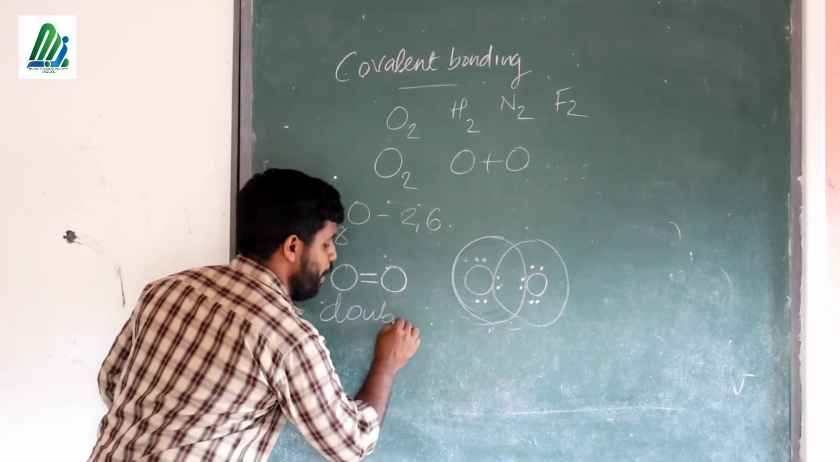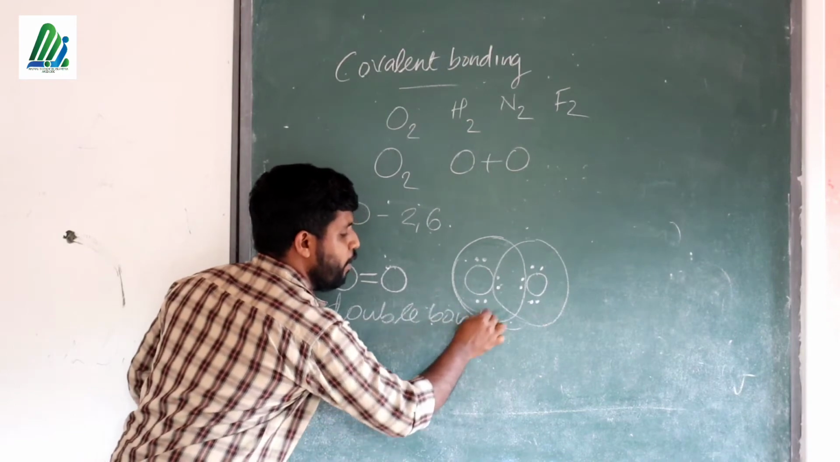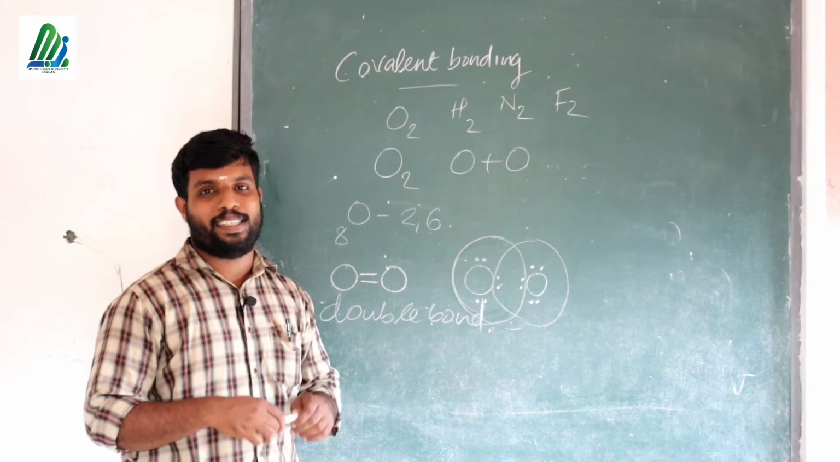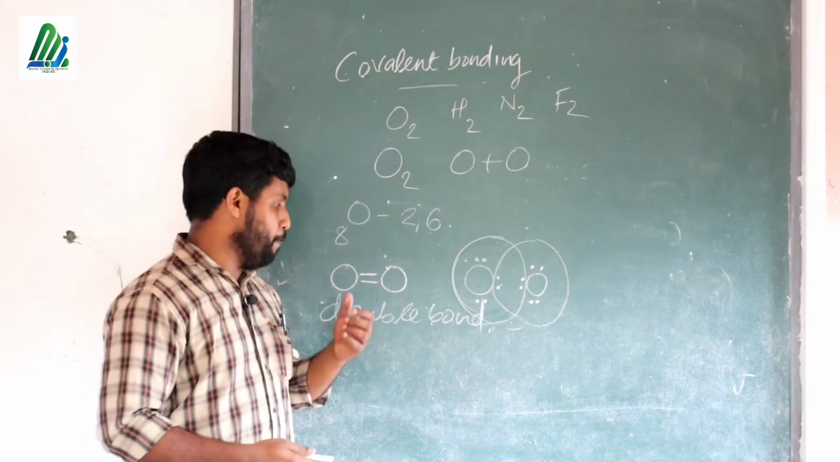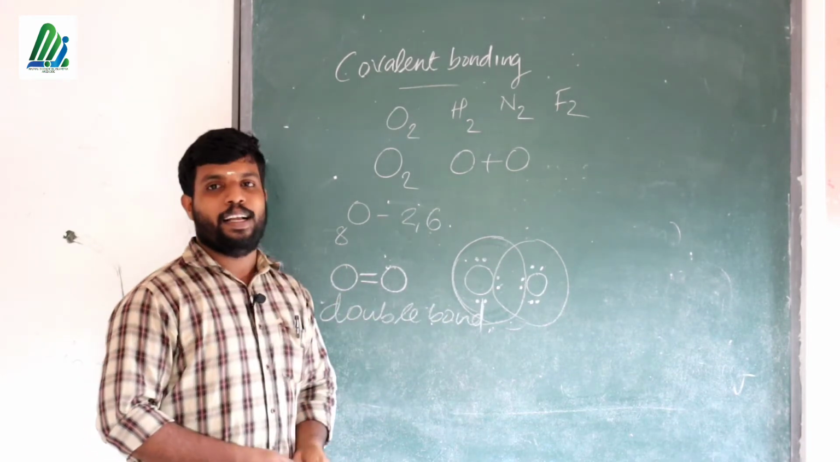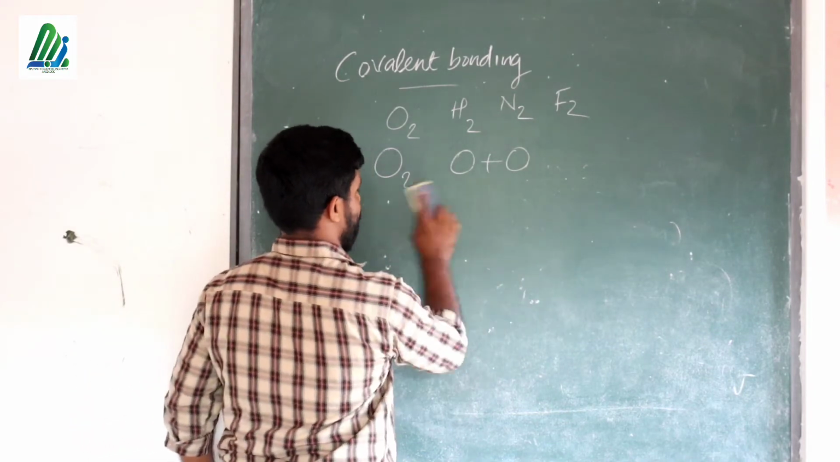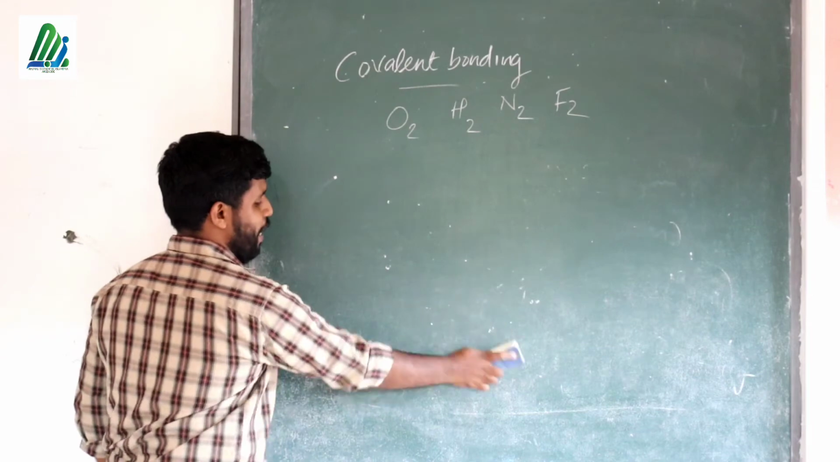So, single bond and double bond. In a covalent bond, if they share 1 pair of electrons, it is known as a single bond. If the atoms share 2 pairs of electrons, that is known as a double bond. Another important example is related to nitrogen.